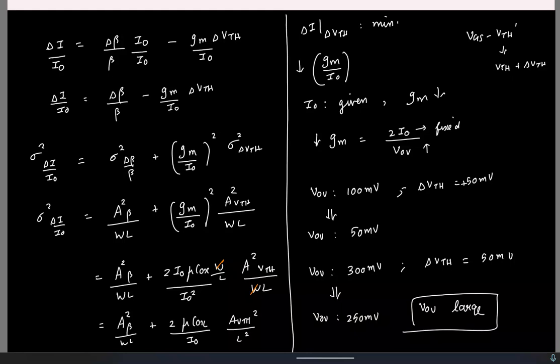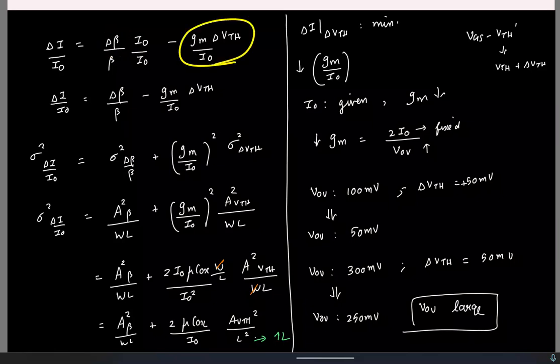Okay. So now you see that for a given current, this is fixed, this is fixed, this is also fixed by the process. So you need to use longer channels, longer lengths. Okay. So to minimize the current mismatch, you need to have longer lengths for your transistors. And in practice, what you find will be that the change in the threshold voltage will be more dominant than the mismatch in the beta factors. Okay. So mostly we'll consider only the mismatch in the threshold voltage, because in practice that is what will be dominant most of the time. It's most of the time, not always true.